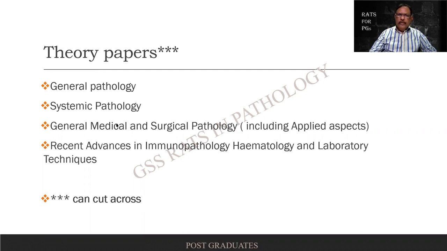There are 4 different papers: general pathology, systemic pathology, general medical and surgical pathology, including applied aspects, and recent advances in immunopathology, hematology, and laboratory techniques. These have been worded so and arranged according to the guidelines provided by the Medical Council of India and then the National Medical Commission. It is a dictum that recent advances, immunopathology, etc. should be there, and therefore they have found a place somewhere.